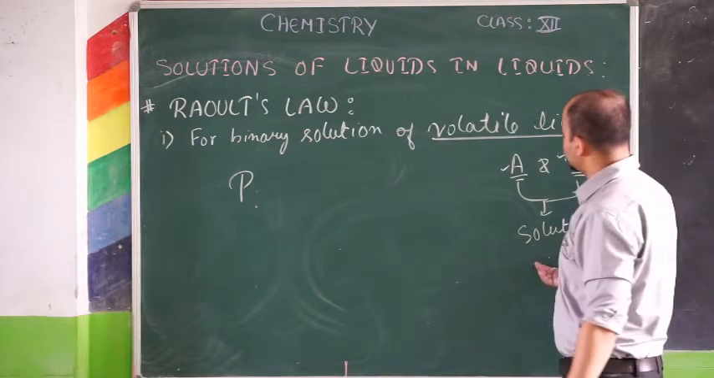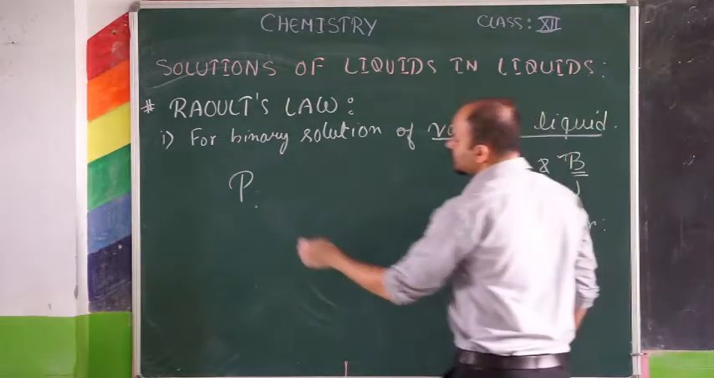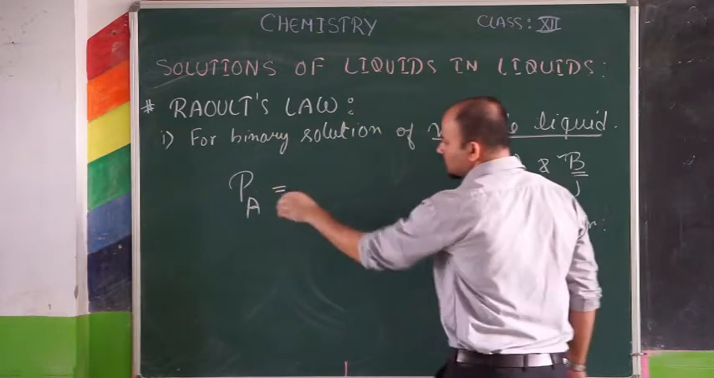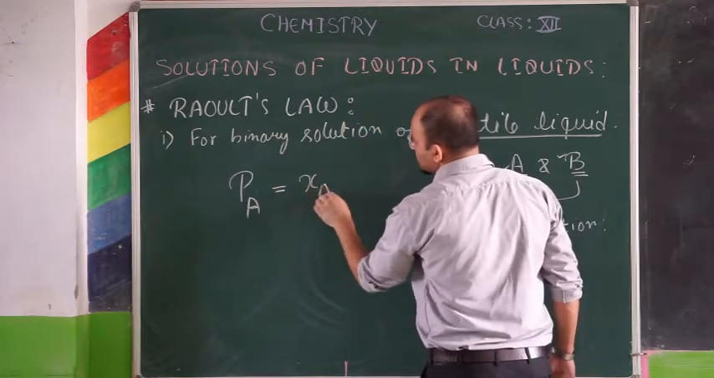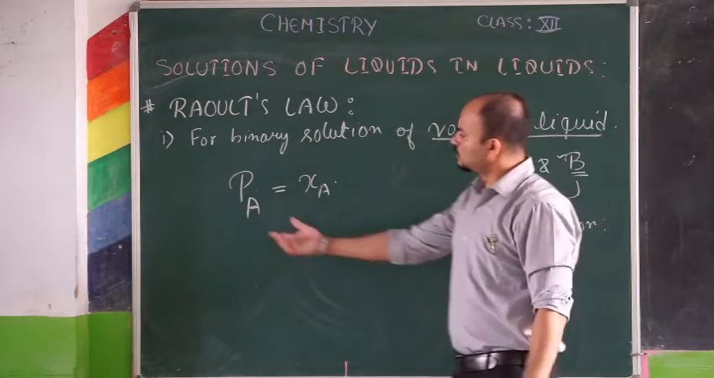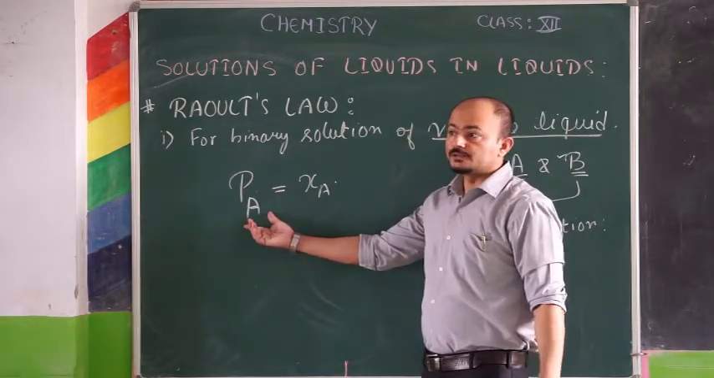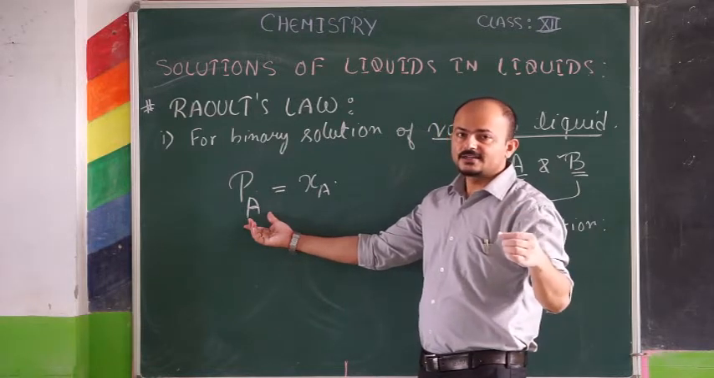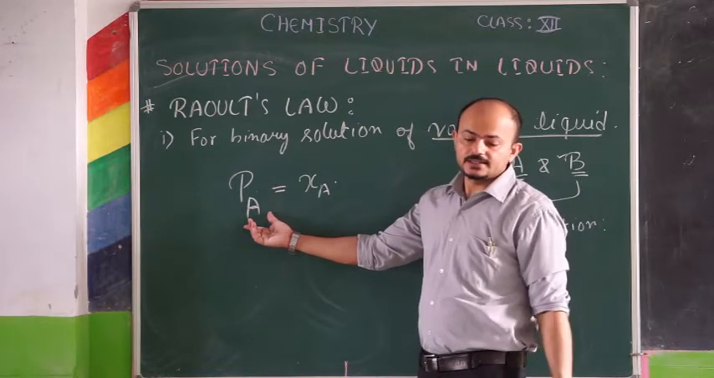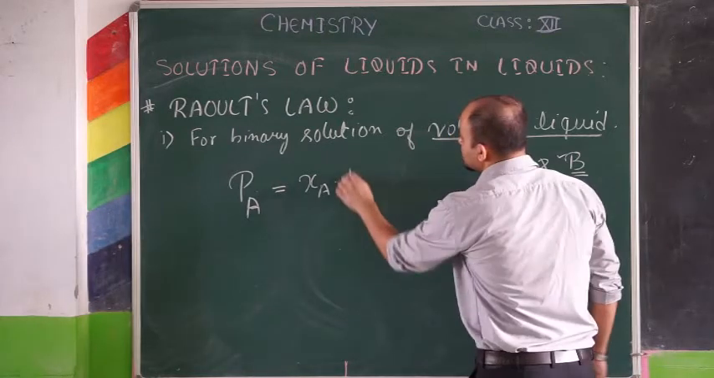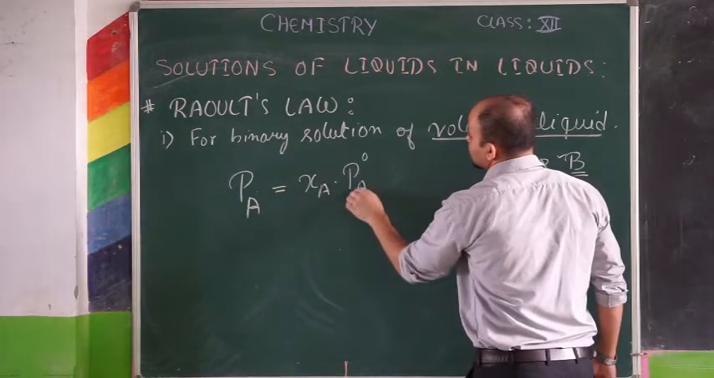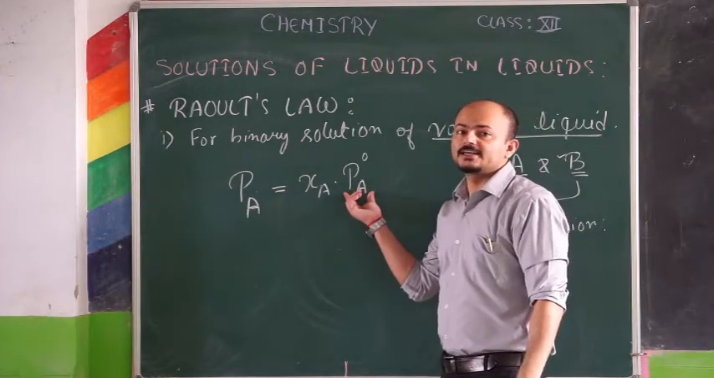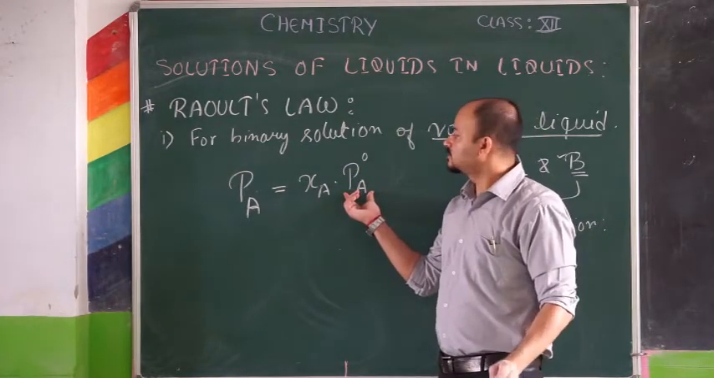Then in such cases, the partial pressure of any one component, say A, will be equal to the mole fraction of A into the pressure A exerts when it is in the pure state, that is P naught A. This is the pressure whenever you have only A, no B is present. So it has to be multiplied.